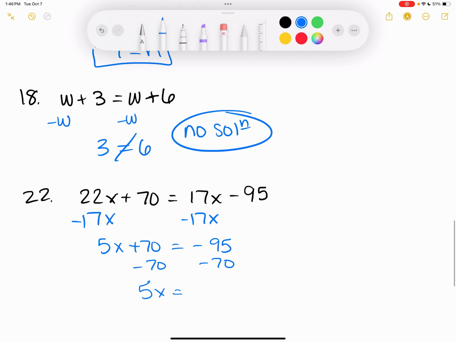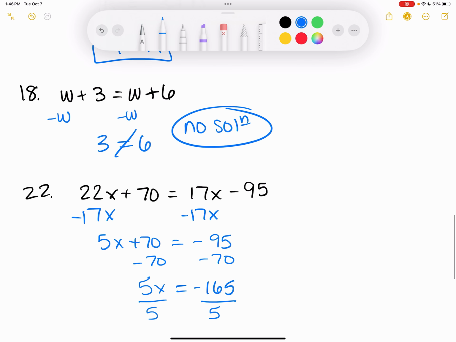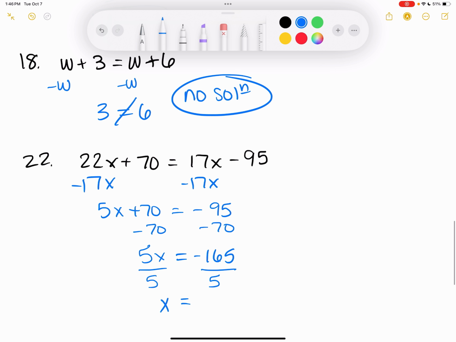5x is equal to negative 165. Let me make that look prettier. And then divide by 5. X equals negative 33. So on that one, obviously we were able to solve it. That one did have a solution.